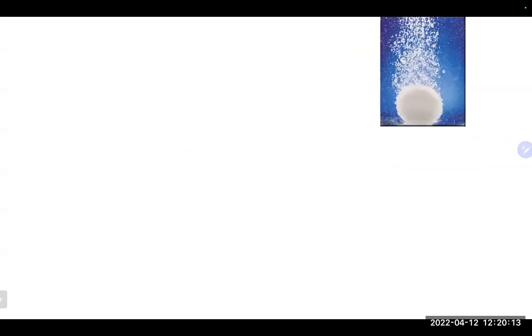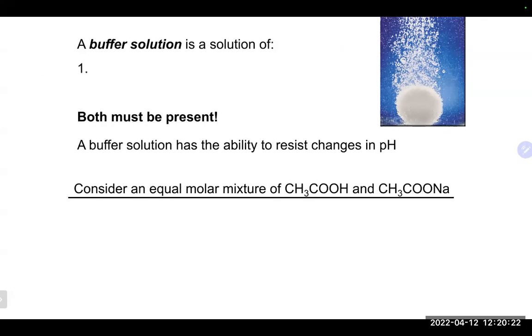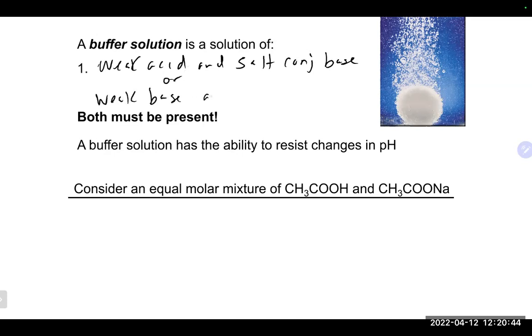All right, so really what we've been talking about here with common ions, as I've sort of alluded to, is they really are buffers. So let us talk about what a buffer is. A buffer is a solution of one of two combinations: either a weak acid and the salt of its conjugate base, or you could have a buffer that is a weak base and the salt of its conjugate acid.